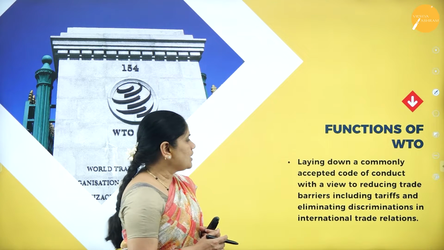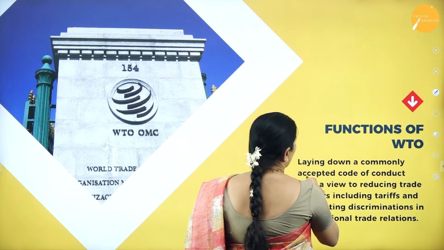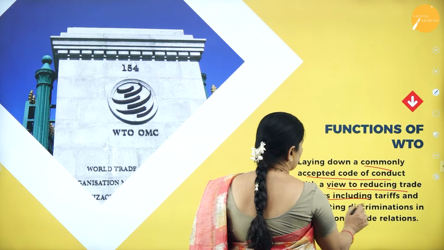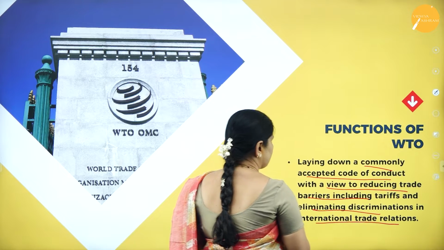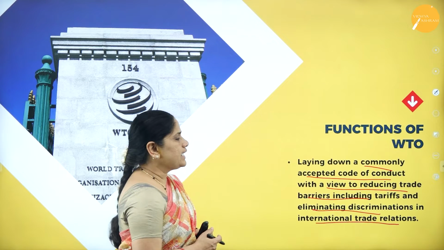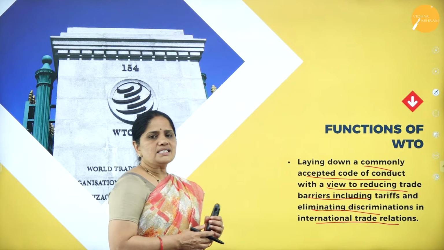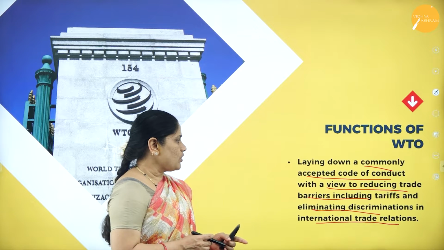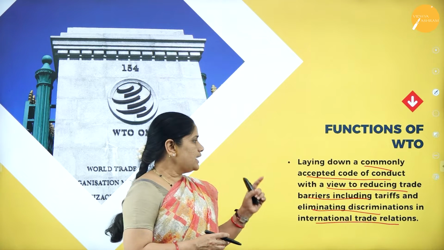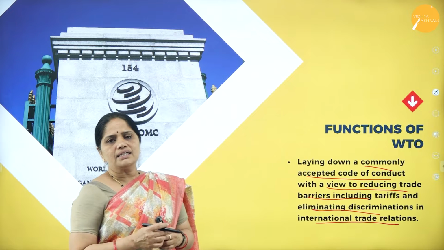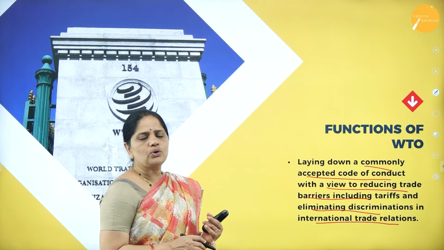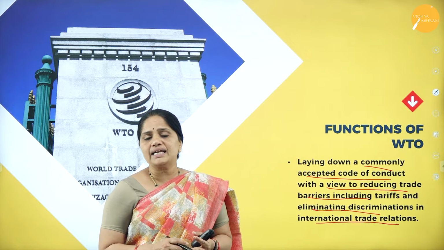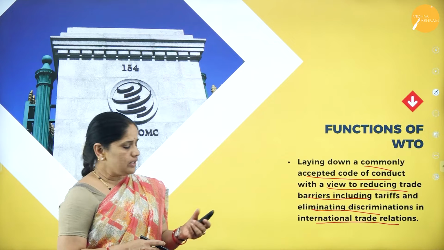Then, the next function of the WTO is laying down a commonly accepted code of conduct with a view to reducing trade barriers, including tariffs, and eliminating discrimination in international trade relations. So, they want to have a commonly accepted code of conduct by reducing trade barriers, and they also want to abolish discriminatory trade barriers.